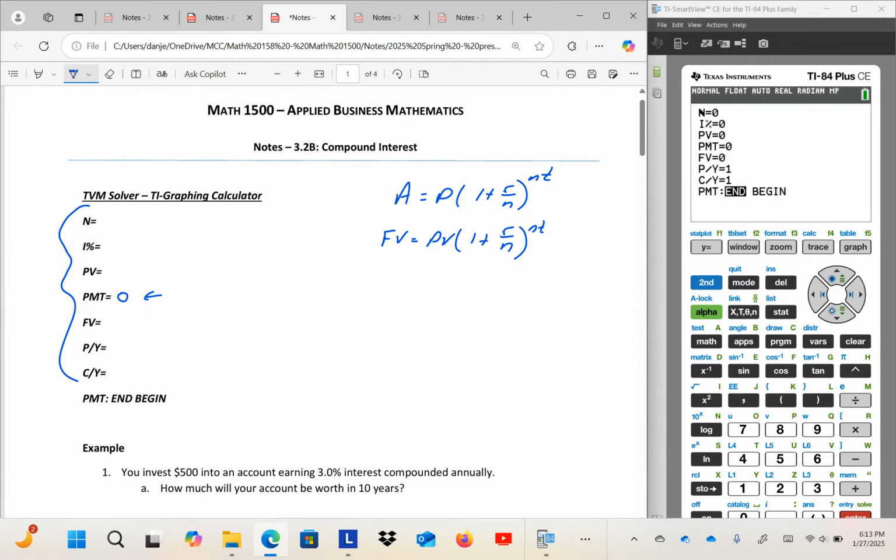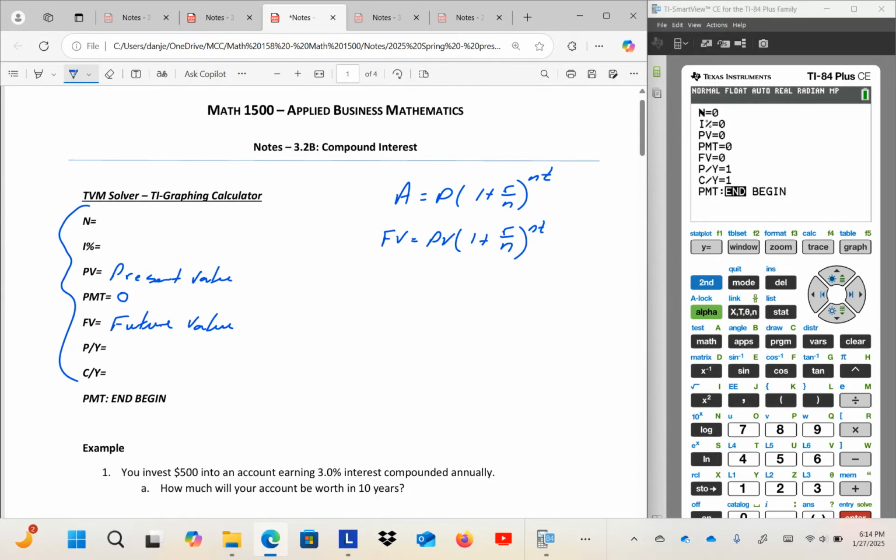We'll also, in the next couple of videos, start looking at loans. If I borrow money for a car, what will my payment be? That's where, again, we'll look at the payment. But for this video, it's going to be 0 because we're still going to invest money and let it sit there. PV is the present value. FV is the future value of the account.